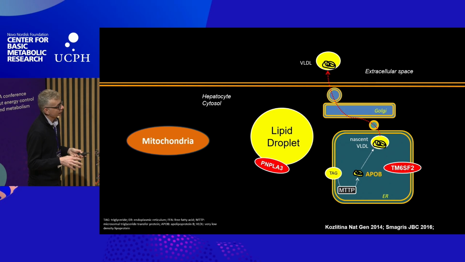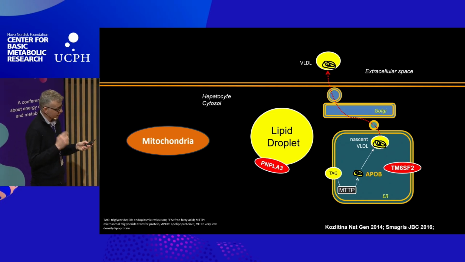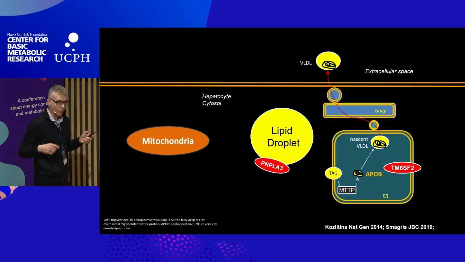And the knock-in mouse had much less of that. However, the number of particles was not changed. The number of particles is a function of apolipoprotein B, because there is only one ApoB for each particle. So no changes in the number of particles, but in how much they were enriched in fat.